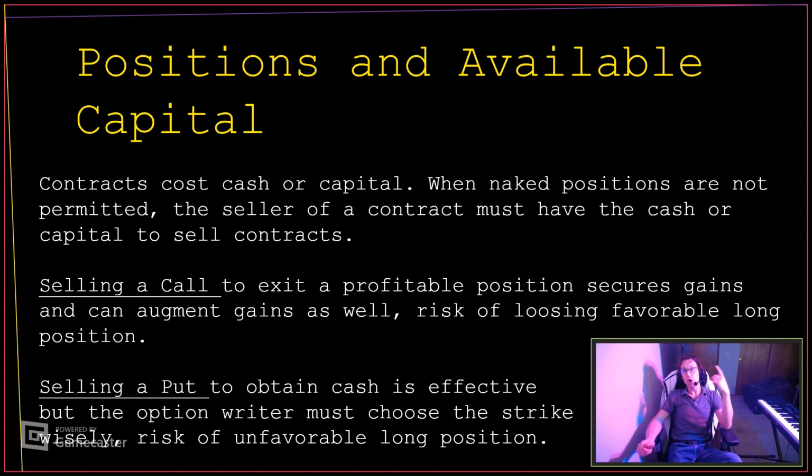If you're going to be selling a call to exit a position profitably, that's good. You can secure gains in that way and then also take the extrinsic value from that premium from the sold call and reinvest that. And that's what I'm going to be doing. Now, the problem here is that there's a risk of losing a favorable long position, and we can mitigate that loss by increasing the number of shares we have in the marketplace utilizing the premiums.